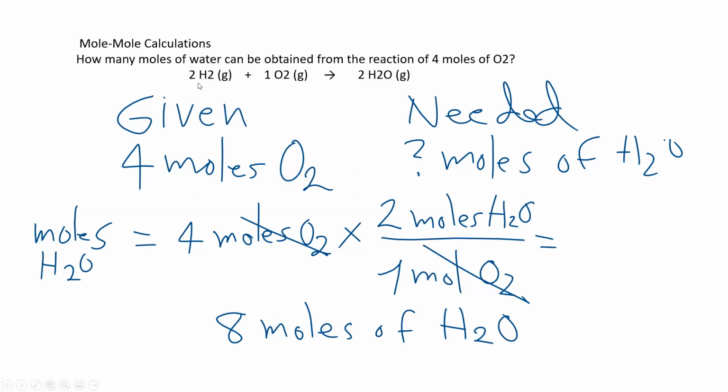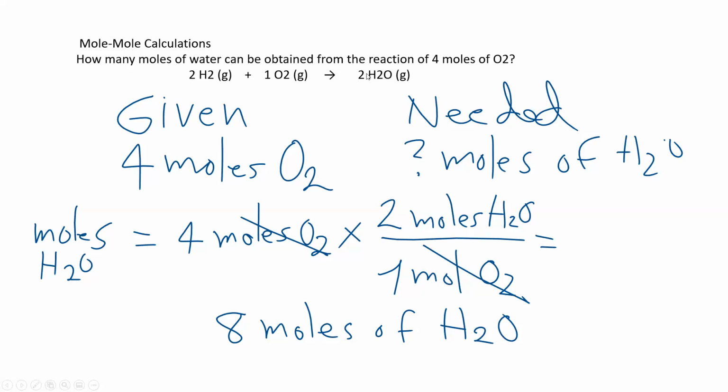Be careful, you have to begin from the balanced chemical equation, because if the equation is not balanced, the calculation will be wrong. So what is given? 4 moles of oxygen. What is needed? Moles of water. You know that you have 4 moles of oxygen, and you know from the chemical equation that 1 mole of oxygen produces 2 moles of water.